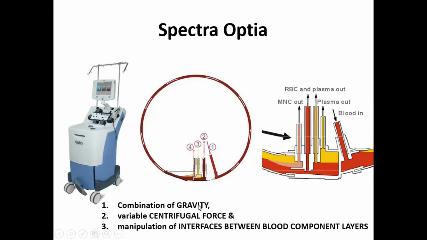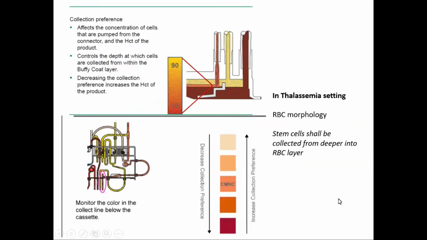We don't have any say in the gravity and centrifugal forces, which are equipment related, but we have a say in the manipulations of the interface between the component layers, which I'll quickly cover. In Optia, we use a term called collection preference. Collection preference controls the depth at which the cells are collected from the buffy coat.